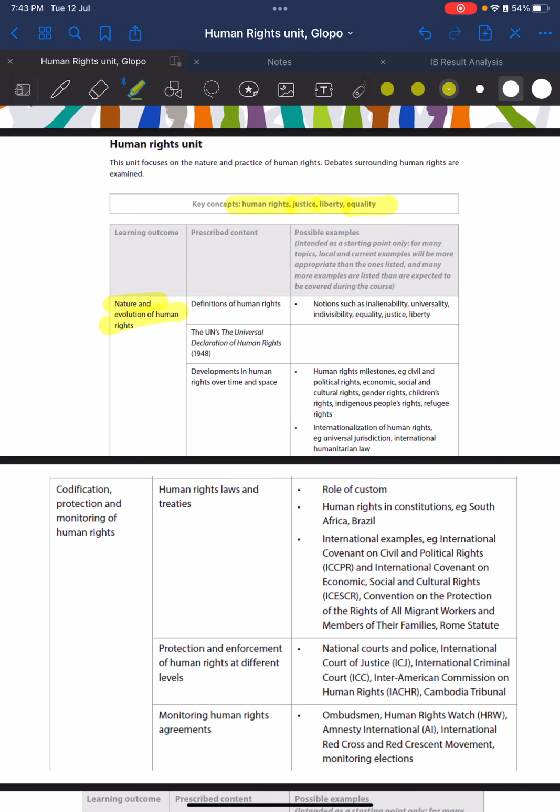Here IB is expecting you to know the definition of human rights, UDHR, and development in human rights over time and space. That means its historical context and some of the laws which have been written under human rights. This we usually cover under the codification of human rights, which would be part of the next chapter. So nature and evolution of human rights is nothing but the definition, UDHR and the historical context.